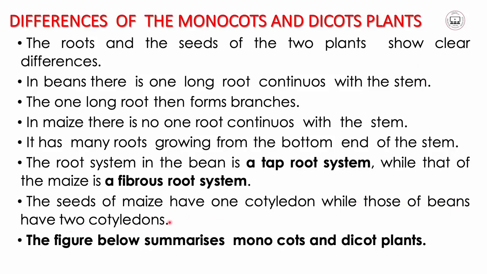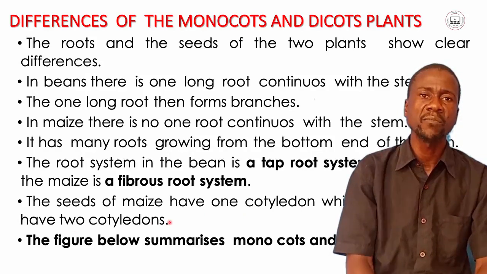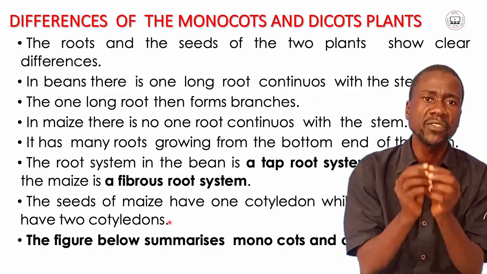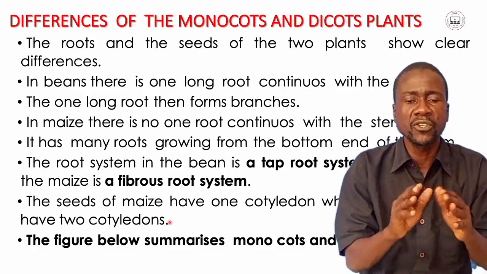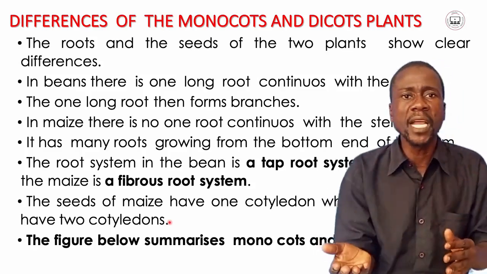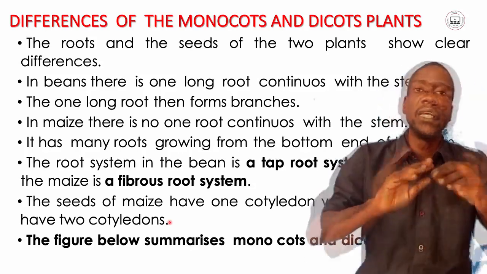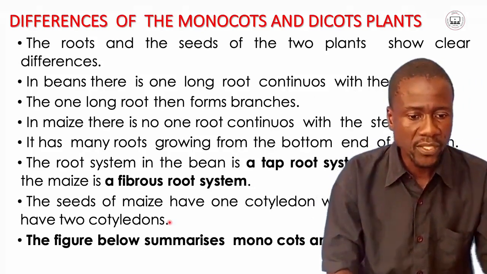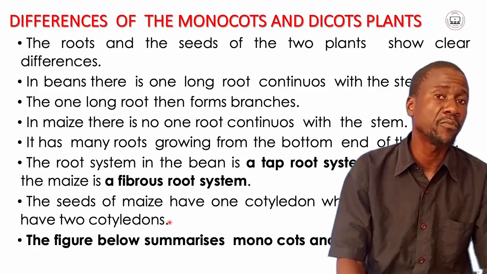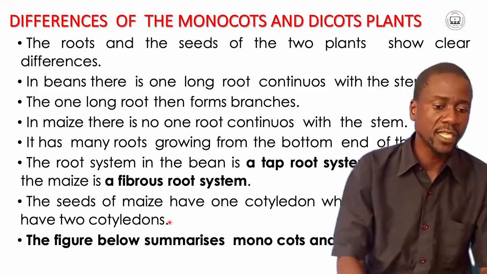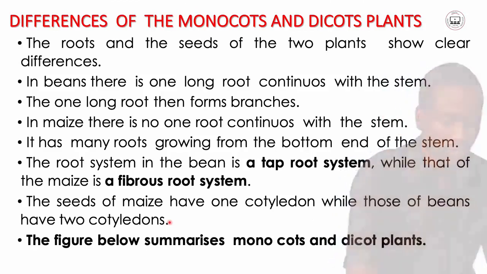So the seeds of maize have one cotyledon, while those of beans have two cotyledons. If you don't get what these cotyledons are, if you have that bean seed, try to break it. You'll find that the bean seed will break into two equal parts. One could be regarded as a cotyledon, and the other part could also be regarded as a cotyledon. So those two are what makes the dicots. But in a maize seed, this is different. You may not break that in such a way. As far as it has one cotyledon, that's why it is regarded as a monocot.